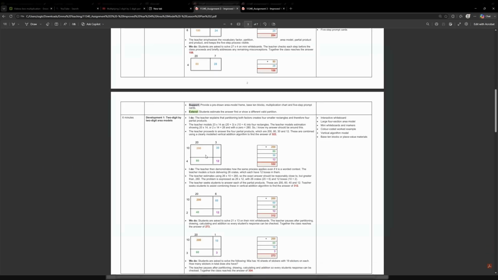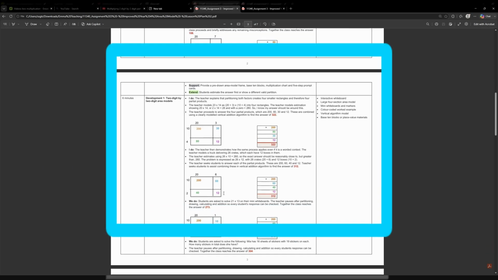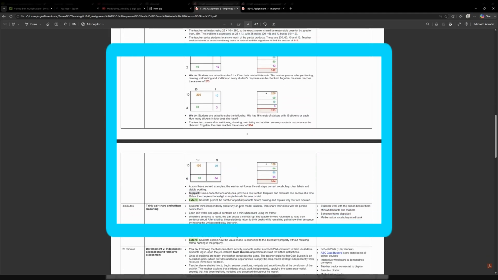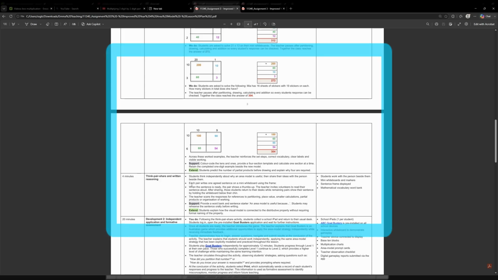With number sentences and worded context, I explicitly model estimation here, and I use a vertical algorithm because the original wording about combining partial products could leave novices a little bit unsure of how to do that. The think, pair, share then asks students to explain why an area model is useful.